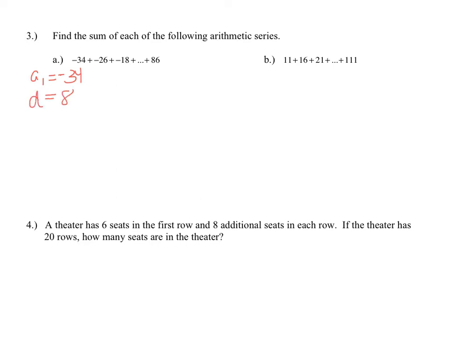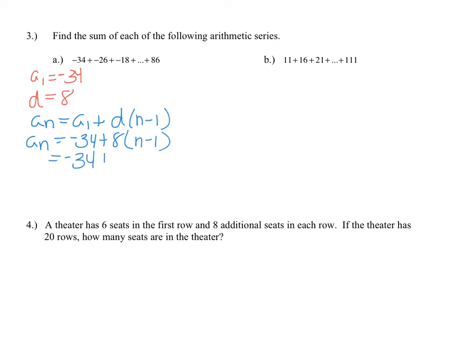Okay, so now we have the two things we need to write a formula, so let's do that. a sub n equals a sub 1 plus d times n minus 1. Fill it in. a sub n equals negative 34 plus 8 times n minus 1, which is negative 34 plus 8n minus 8. We're going to combine like terms and get a sub n equals 8n minus 42. Okay, so now we have a formula.